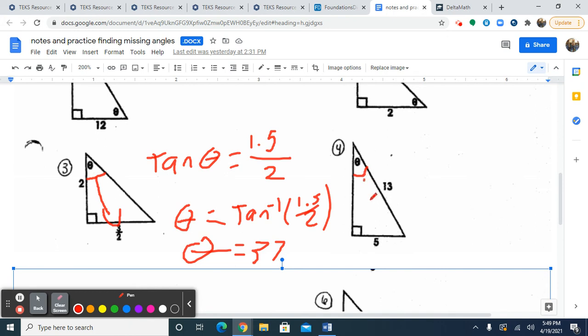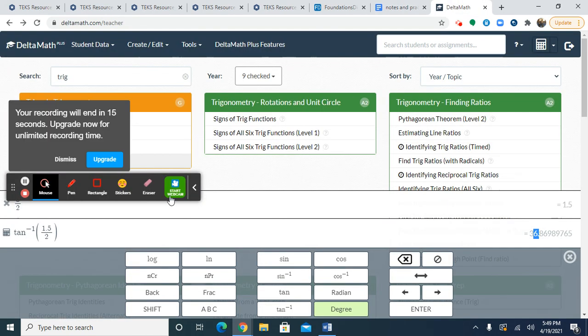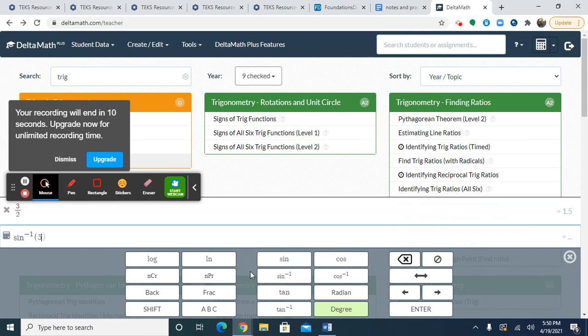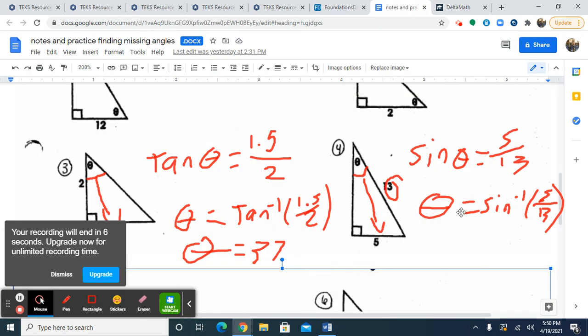And finally, for number 4, we have our opposite side and our hypotenuse. So this time we're going to use sine of theta, which is 5 over 13. So theta is equal to arc sine of 5 over 13. Arc sine of 5 over 13 is equal to 22.6, which can be rounded to 23. So this is 23.